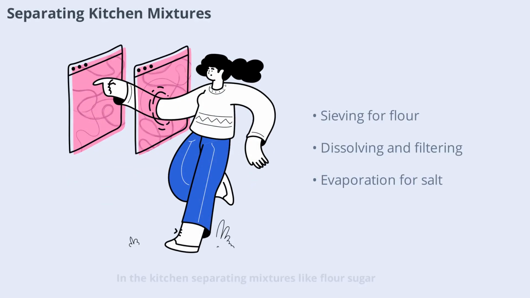In the kitchen, separating mixtures like flour, sugar, and salt can be done using their physical properties. For example, sieving separates flour, dissolving and filtering separates sugar and salt, and evaporation can recover salt from a solution. Understanding these properties and methods helps you answer practical questions and apply science in daily life. Practice explaining the reasoning behind each method for exam success.